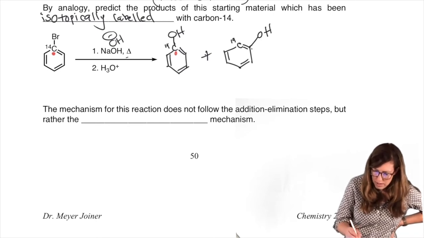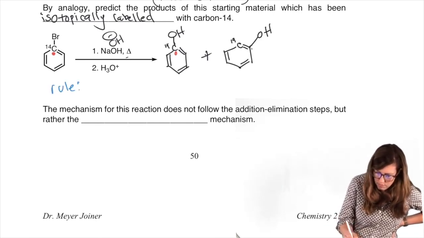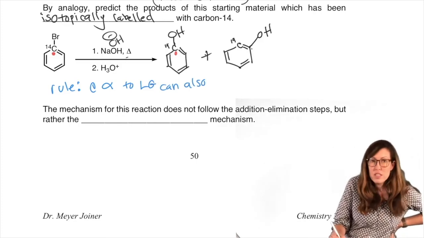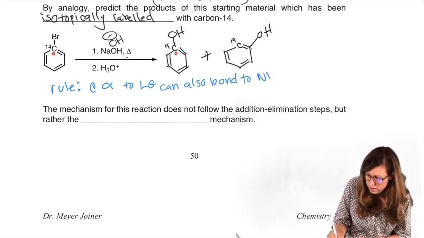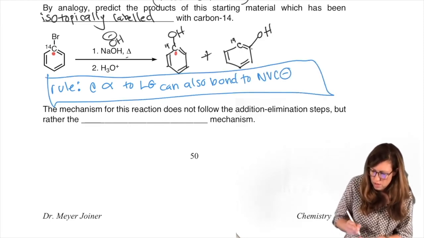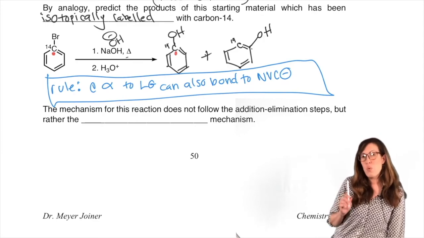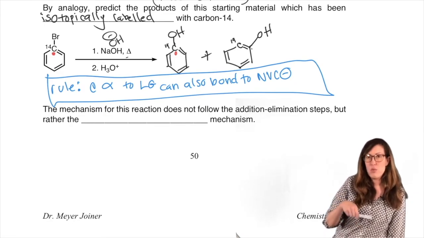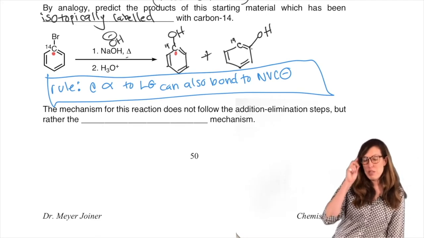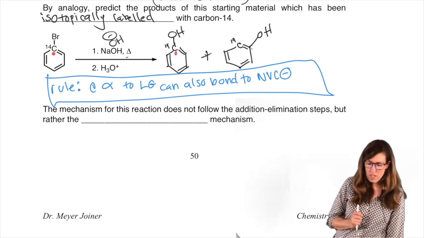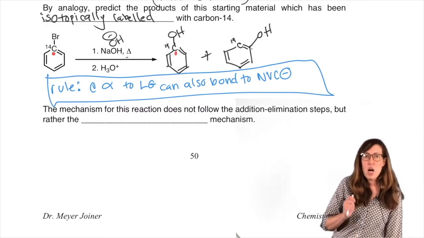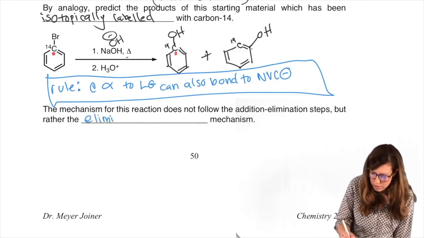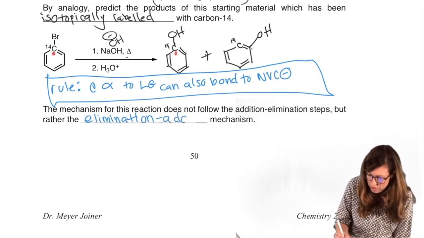So I'm going to write this rule out now. Carbon alpha to leaving group will also bond to the nucleophile. So that's what that experiment proved, is that with this non-SNAr route, we can also get products where not just the carbon with the leaving group has the new substituent, so does the one alpha to it. This is explained with the exact opposite mechanism. Instead of it being called the addition elimination, it is the elimination addition. So we literally reverse the steps. We eliminate first, then we add.